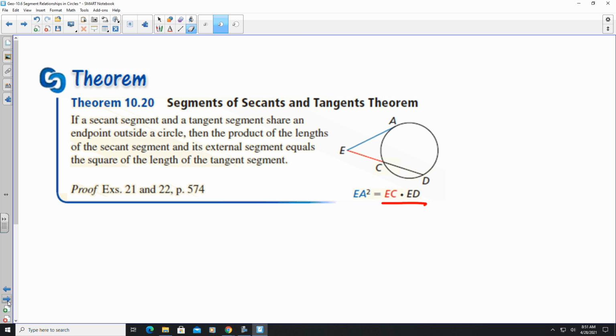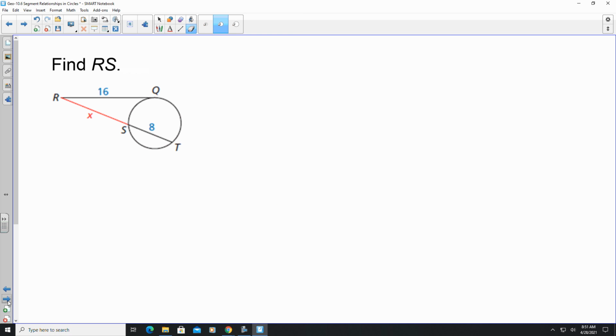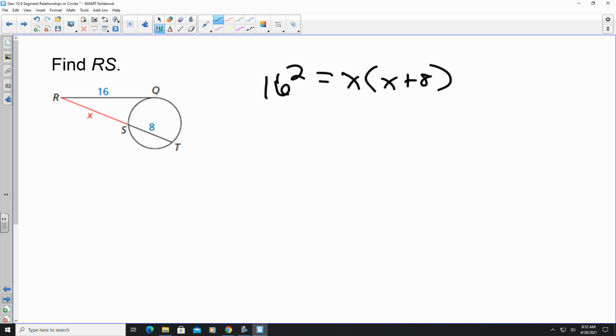Okay. So looking at an example problem, RQ is tangent, RT is the secant over there. So I'm going to say this is going to be 16 squared is equal to x times the entire thing, which is x plus 8. So I get 16 squared, which is 256. Distribute: x squared plus 8x.